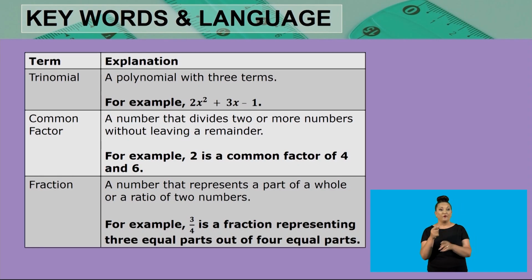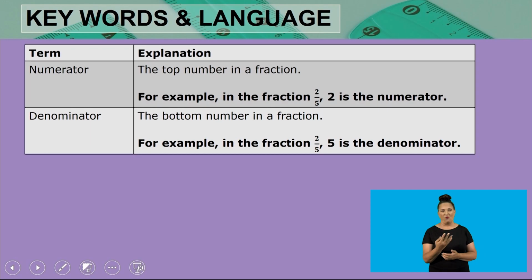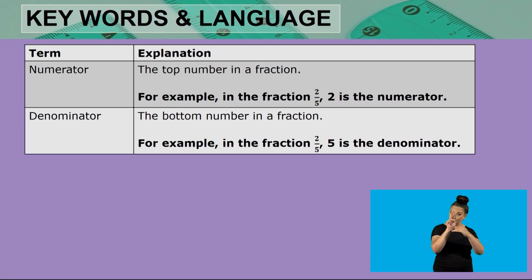Then we have a fraction, that is a number that represents a part of a whole or a ratio of 2 numbers. So for example, 3 divided by 4 or 3/4 is a fraction represents 3 equal parts out of 4 equal parts. Then we have a numerator, that is the top number in a fraction. For example, in the fraction 2/5, the 2 is the numerator. And then lastly, we have a denominator, that is the bottom number in a fraction. For example, in the fraction 2/5, the 5 is the denominator.